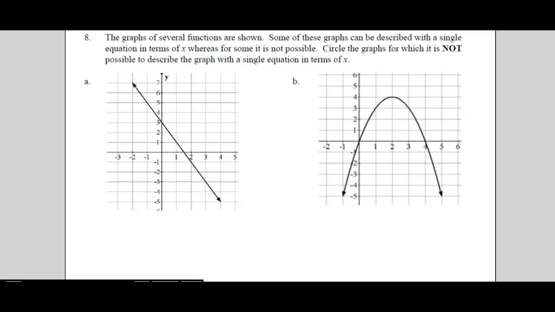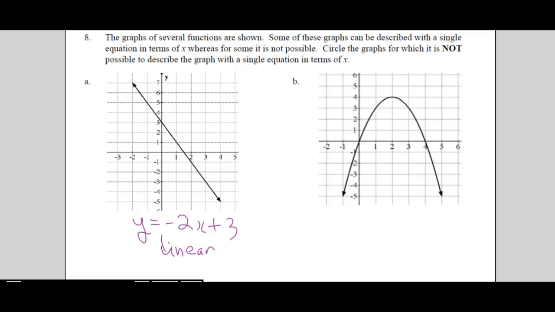So should we be circling this graph? No, because what is this graph? Well, we can work it as negative 2. It's y equals negative 2x plus 3, a nice linear equation. I can get it in terms of x. I can graph it on my calculator. Punch in y equals negative 2x plus 3. There it is. What's this one?